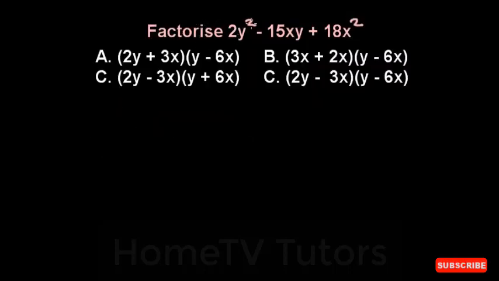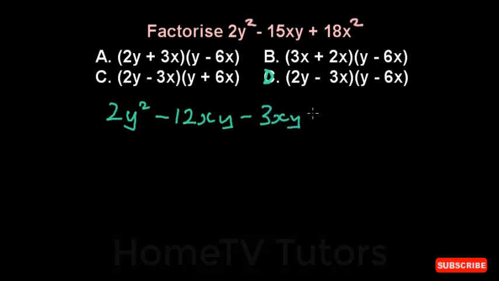Factorize 2y squared minus 15xy plus 18x squared, with its answer options A, B, C, D. This is supposed to be D. Alright, so now we have to further break down the minus 15xy into minus 12xy minus 3xy, which will give us 2y squared minus 12xy minus 3xy.